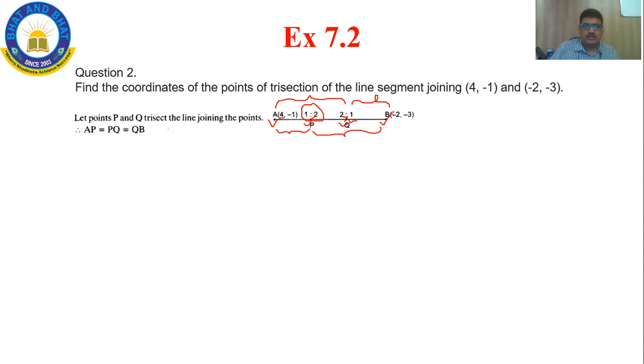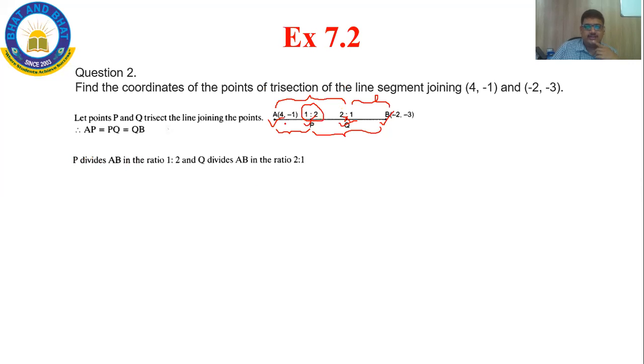So trisection means AB are original given points. The line joining AB is cut into 3 equal parts. To cut into 3 equal parts, I will require 2 points. To cut into 4 equal parts, I will require 3 points. If I have to cut the same line into 5 equal parts, then I will require 4 points. All right? Understood? Good. So try to find out.